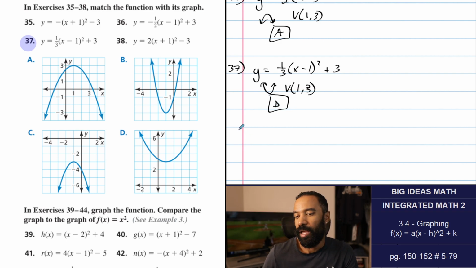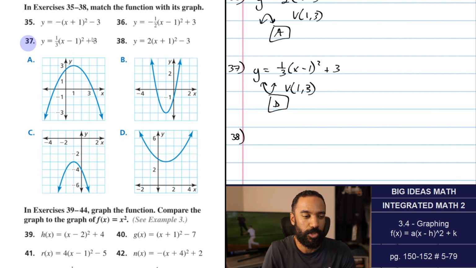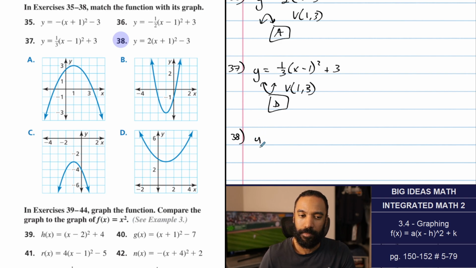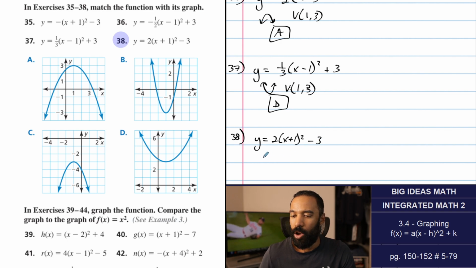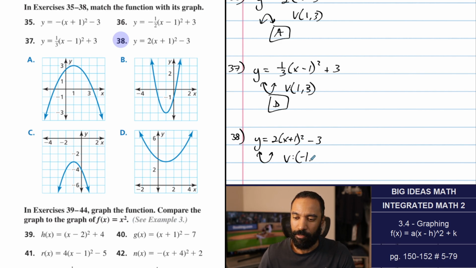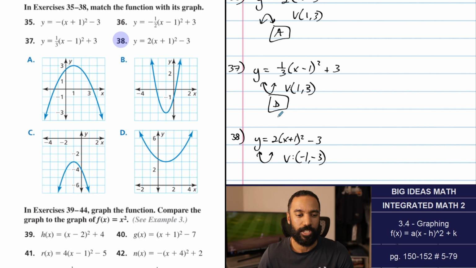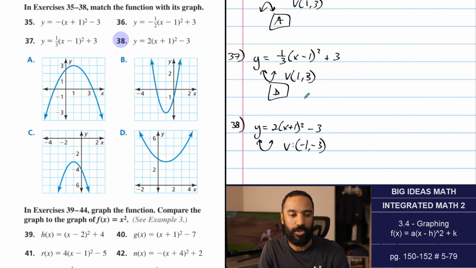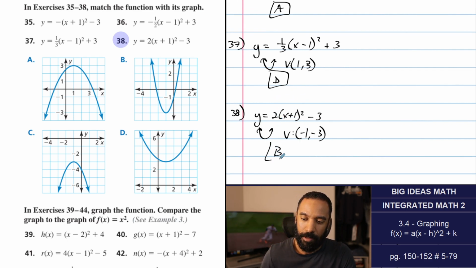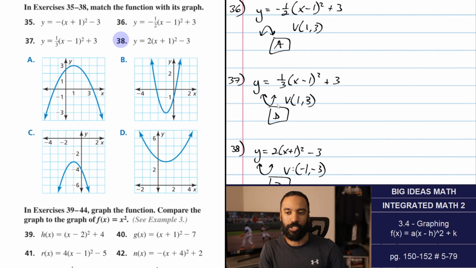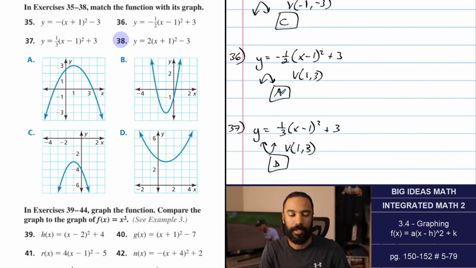That's D. And lastly, number 38, we have y equals 2 times (x plus 1) quantity squared minus 3. Okay, this is facing upward again. It's process of elimination. It should be, what, B? The vertex is at negative 1, negative 3, and it's vertically stretched. It seems to kind of work that way. Over 1 up 2, yep, that's going to be B. And those are all the answers to that one: C, A, D, B.